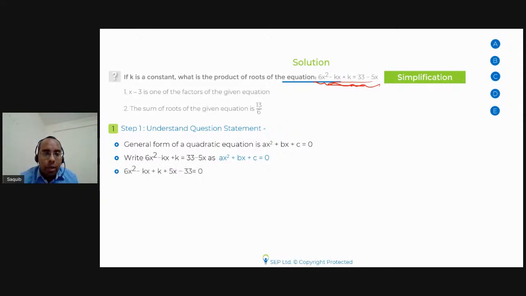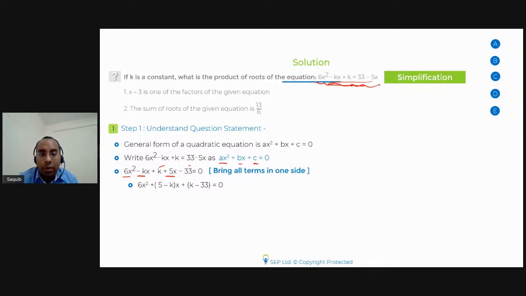And how can you do it? Well, bring everything to one side first. Bring everything to one side. And then what you do is you club things. So you want ax squared, so this is 6x squared. You want the x's together, so take all the x's together. You want a constant, so take the constants together. Now if you do that, you'll get an expression like this.